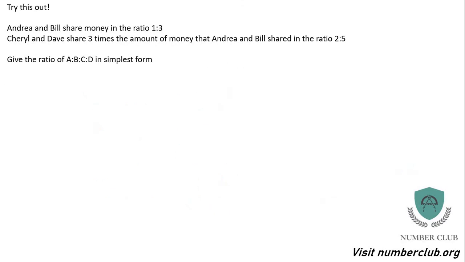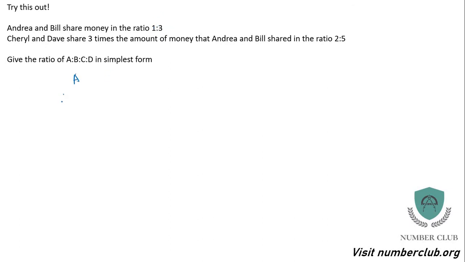Okay. This question here, again, pause the video, give it a crack, and then we'll go through it. So we've got Andrew and Bill share some money in the ratio of 1 to 3. Cheryl and Dave share 3 times the amount of money. So Andrew and Bill are only getting 1/4 of the money.